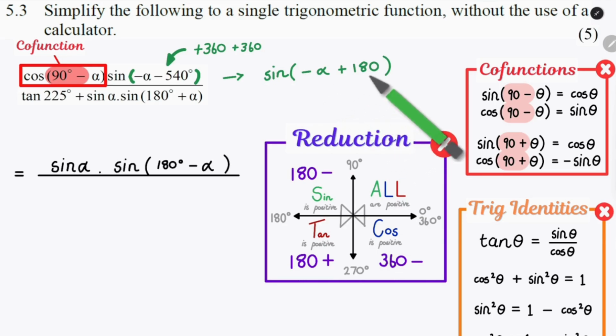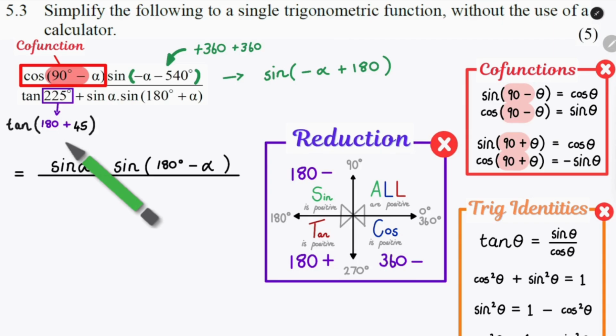And then I simply swap the order. I put the 180 first, then I put the negative alpha second so that I can reduce in the next step. Now it's in the 180 minus quadrant. Tan of 225, we split the 225 into 180 plus 45.